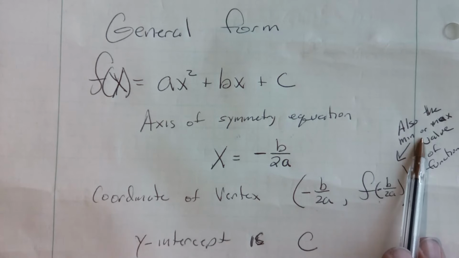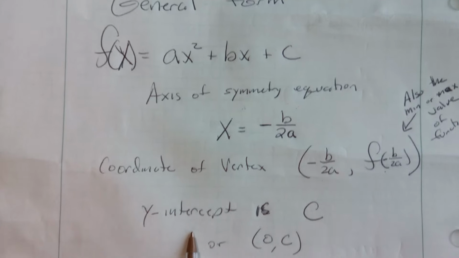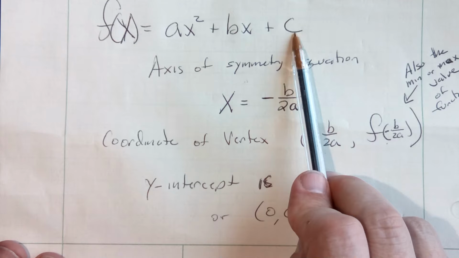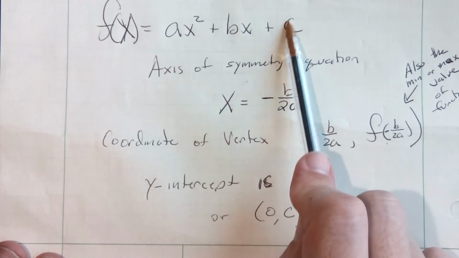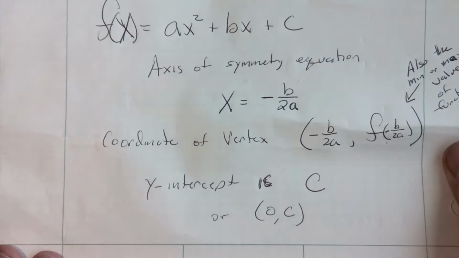Now again, that y value of the vertex is also going to be your max or minimum value. The y-intercept actually is very easy in general form. The y-intercept is just the c value right here. It's just the c, because the y-intercept is when you plug in a 0. 0 and 0, those cancel out, and you're left with just c. c is your y-intercept, 0c. So let's do an example of that.